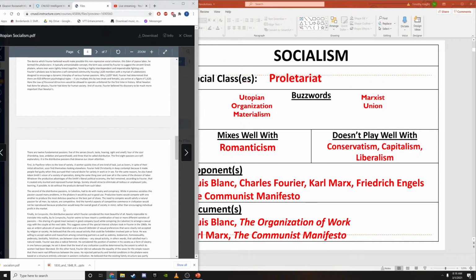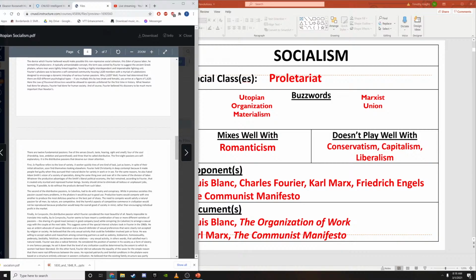There are 12 fundamental passions, 5 of the senses, touch, taste, hearing, sight, and smell, 4 of the soul, friendship, love, ambition, and parenthood, and 3 that he called distributive. The first 8 passions are self-explanatory. It is these distributive passions that deserve our closer attention.